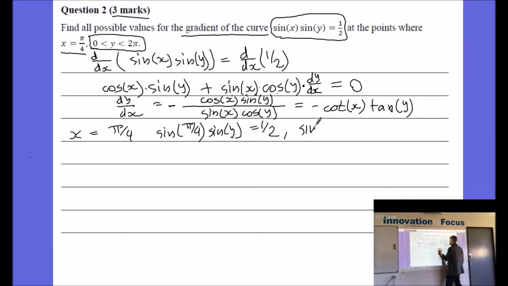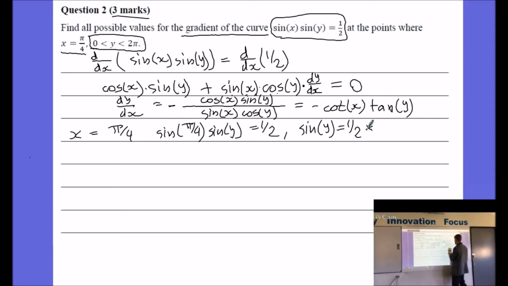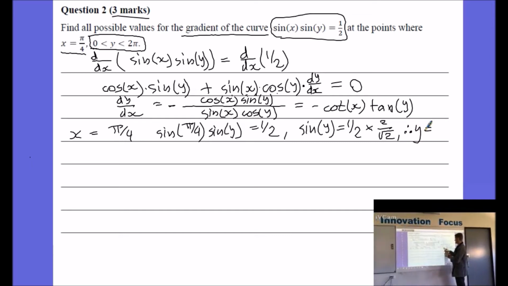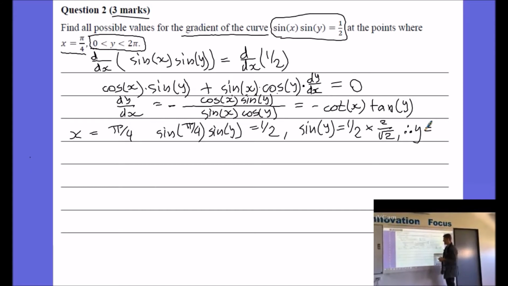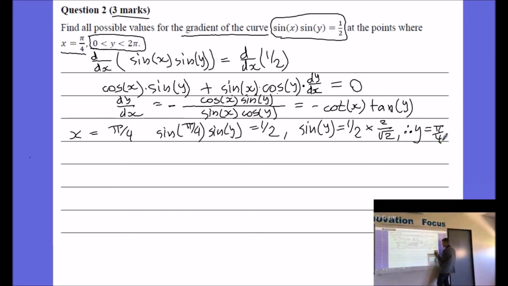Okay, so what would sine of y be equal to? So it's a half multiplied by, now sine of pi on 4 is root 2 on 2, so I'm going to multiply it by 2, divide by the square root 2, and from that, therefore, the y values will be, we can see where this goes down to, simplify down to a root 2 on 2, and the inverse sine of root 2 on 2 is a pi on 4 in the first quadrant.